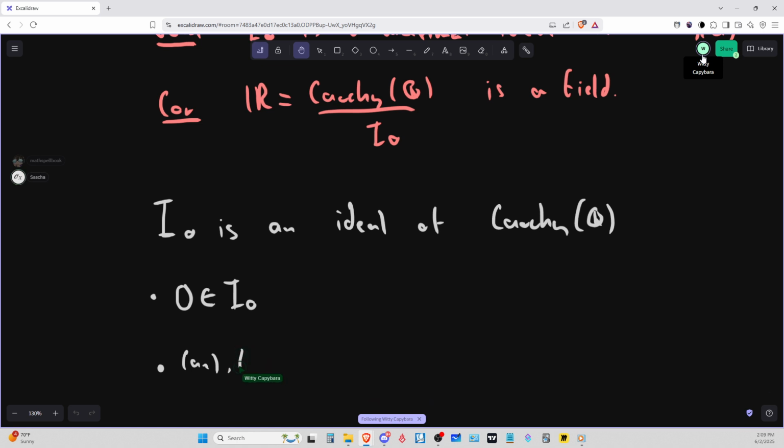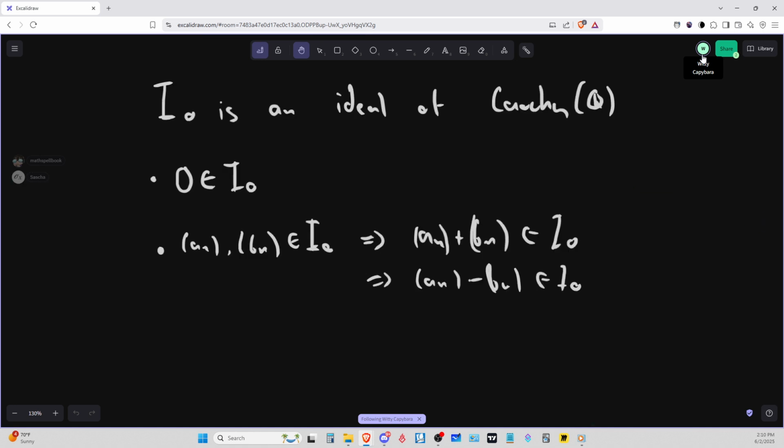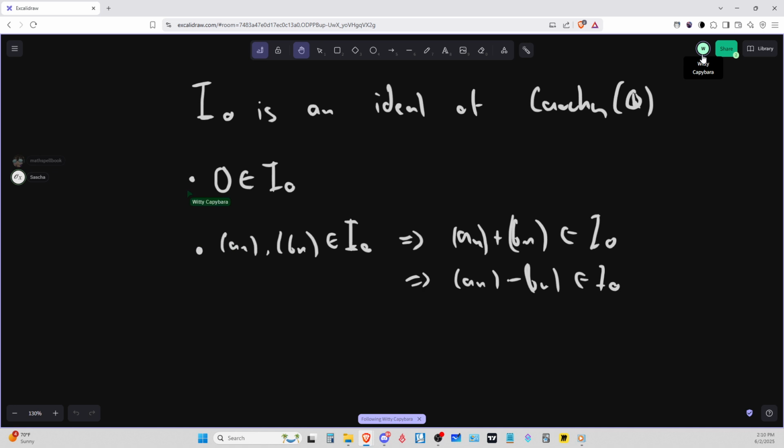If AN and BN are two sequences that converge to 0, then we want the sum to be inside of I0. Maybe this is not usually the way we do it, but we will also check that the subtraction is inside of I0. So the first two conditions just mean it's stable under addition, and the third condition is the absorbing property.